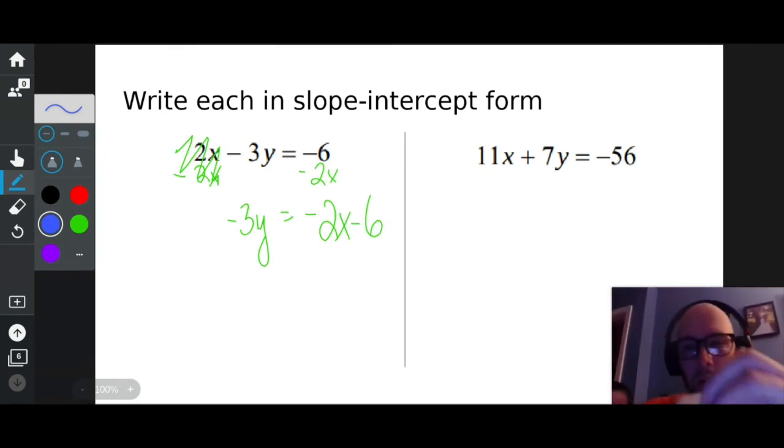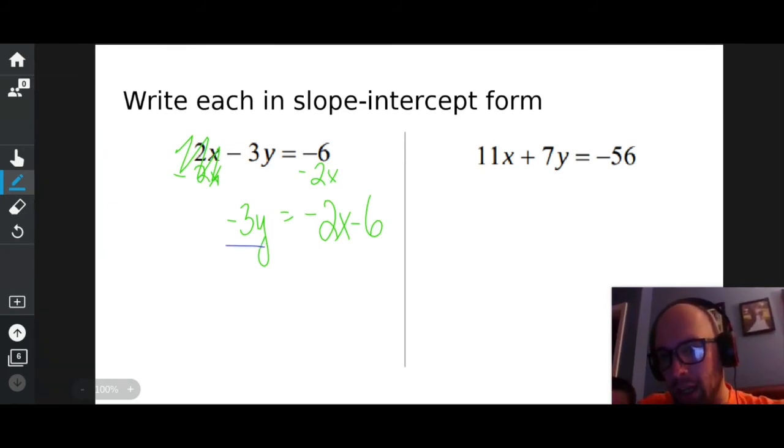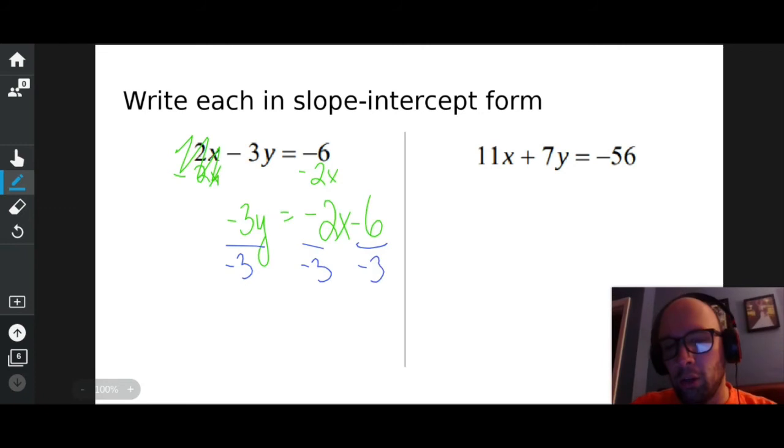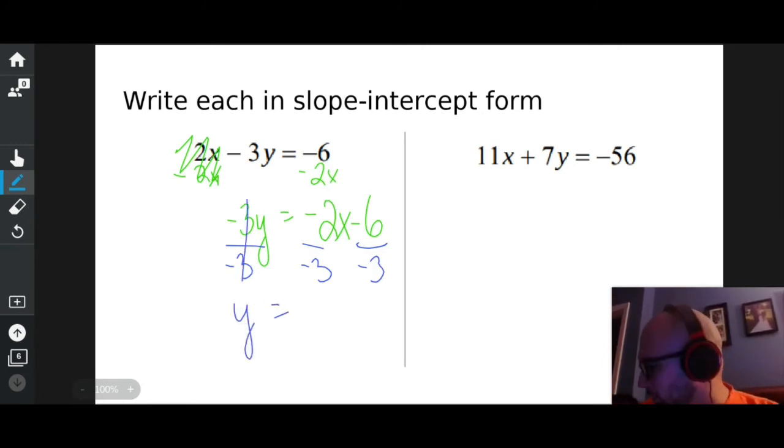So what we're going to do is divide the 3 with a little line in front of it, the negative 3, from everything. Divide everything by negative 3. What's negative 2 divided by negative 3? Keep it as a fraction.